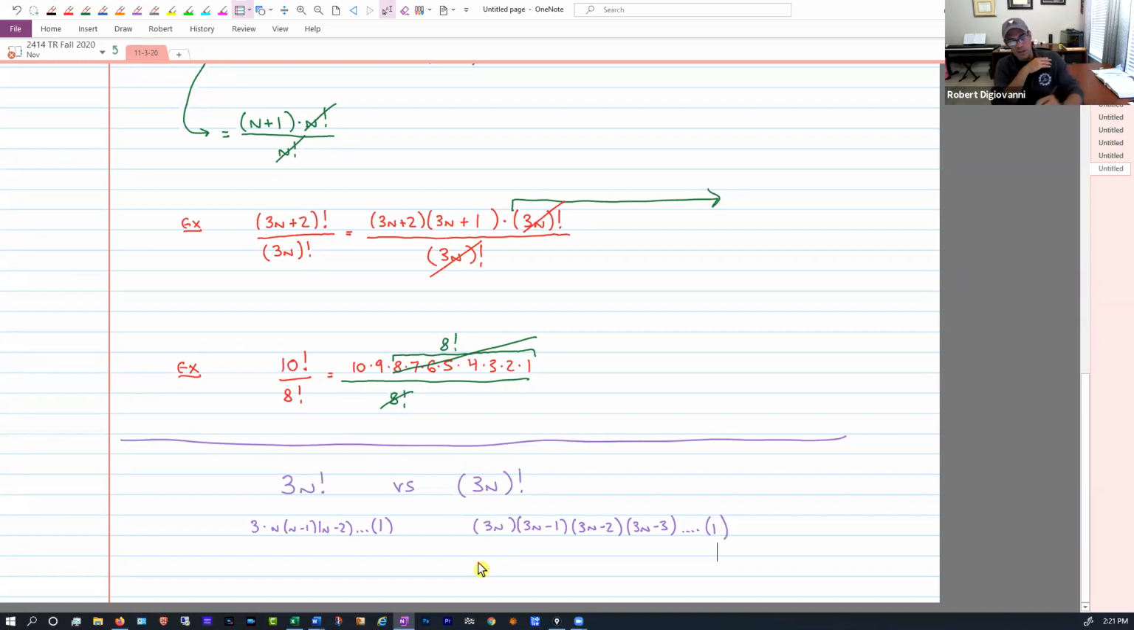I guess another way you could look at that is if I had, let's say, 3 times 4 factorial versus (3 times 4) factorial. The first one is 3 times, and then 4 factorial is 4 times 3 times 2 times 1. And the other one is actually 12 factorial, which is 12 times 11 times 10 times 9 times 8. See how different these are?